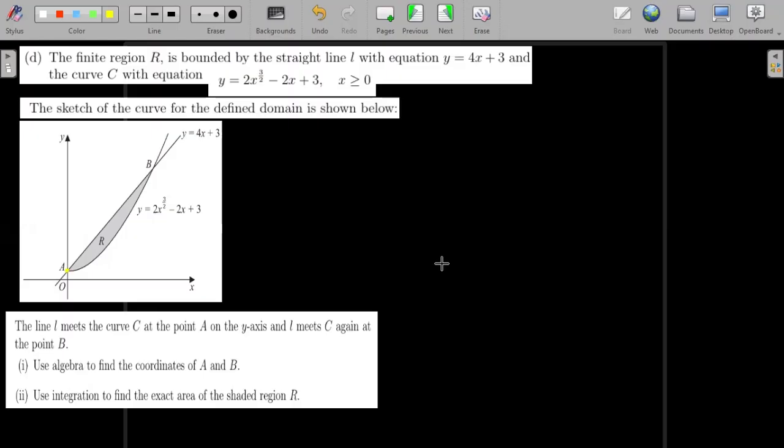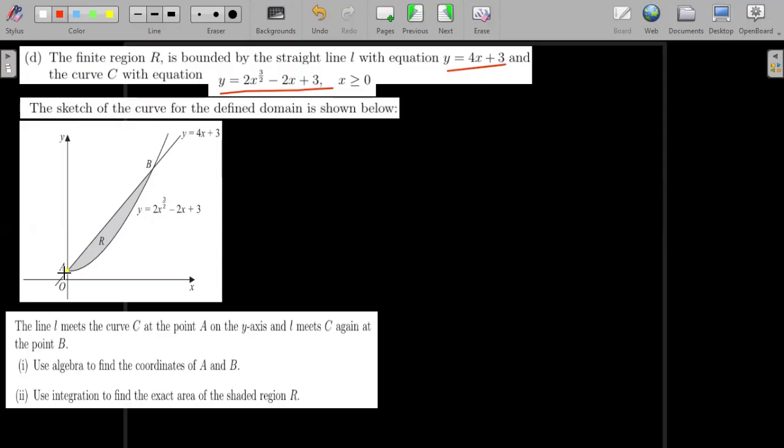So in this lesson, we're going to look at how to find the area bounded between a line and a curve. Okay, so let's read the question. They're saying the finite region R, we can see this region here that is shaded, is bounded by the straight line L with the equation y equals 4x plus 3 and the curve C with this equation here. The sketch for the curve for the defined domain is shown below.